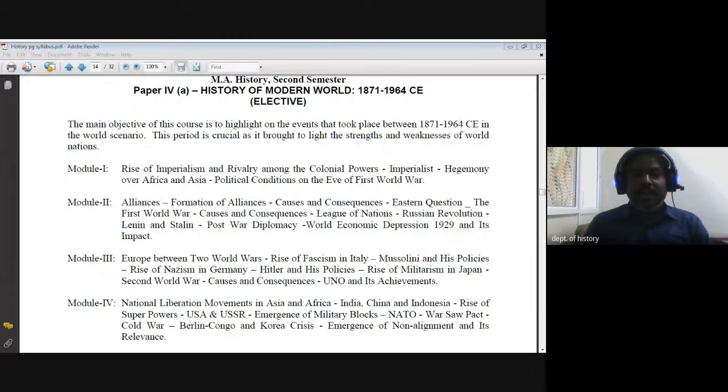Okay, and the attitude of Japan and the attitude of Italy and Germany created some uncertainty in the world, which again led to the Second World War.